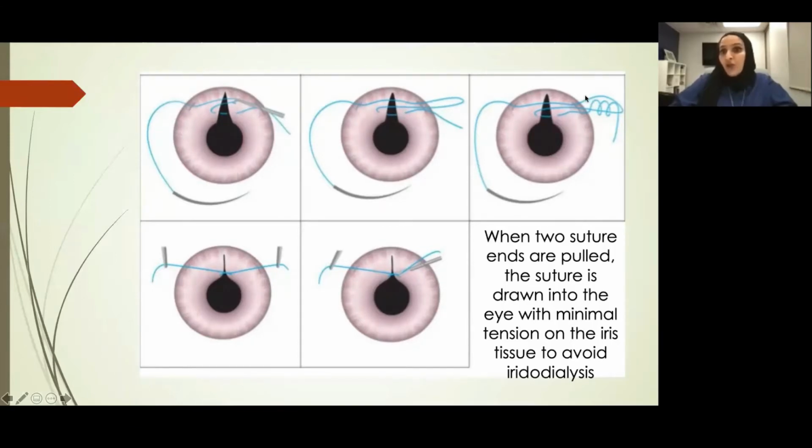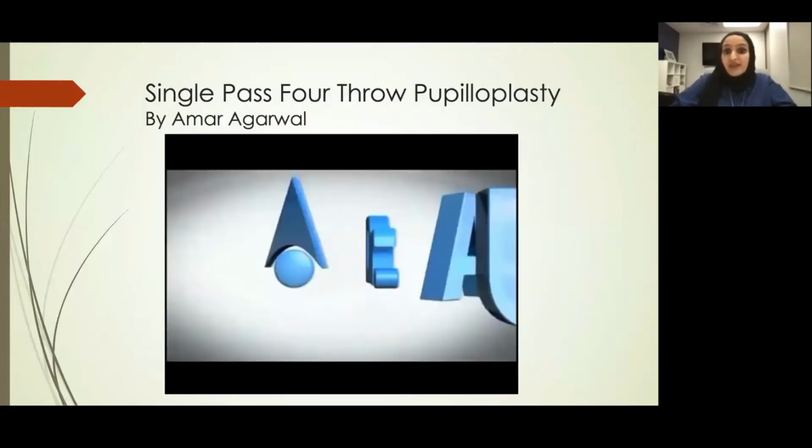end. So when we do our knot, we tie it, and then we pull both sides from outside, and the knot ties inside. Try to minimize the tension just to prevent iridodialysis, and we repeat that again for another knot and another knot just to have 2-1-1 ties. This is a video that I got from the American Academy this year, presenting the single pass 4-throw pupilloplasty, which is easier than going to 2-1-1.